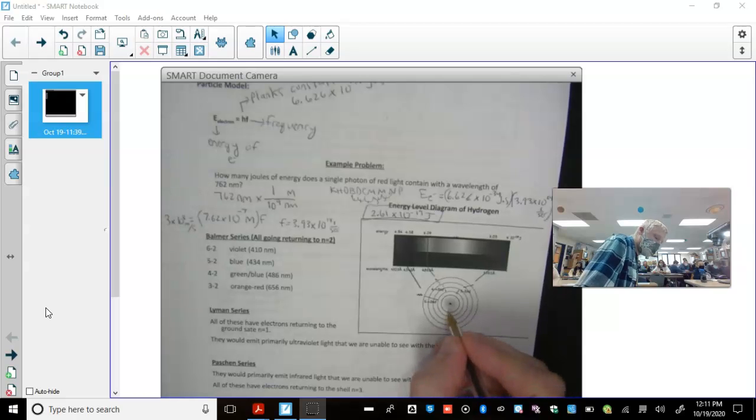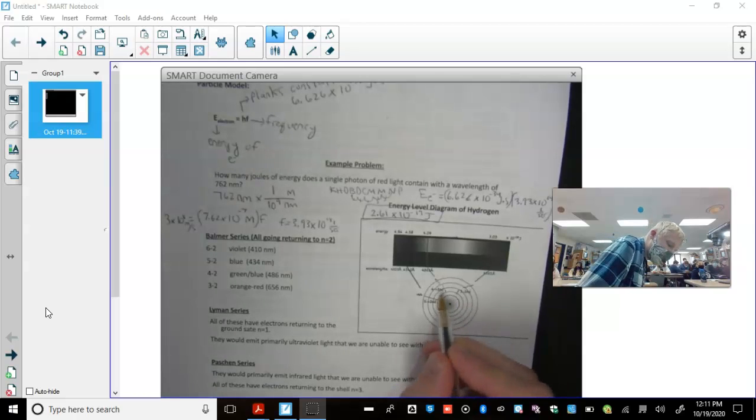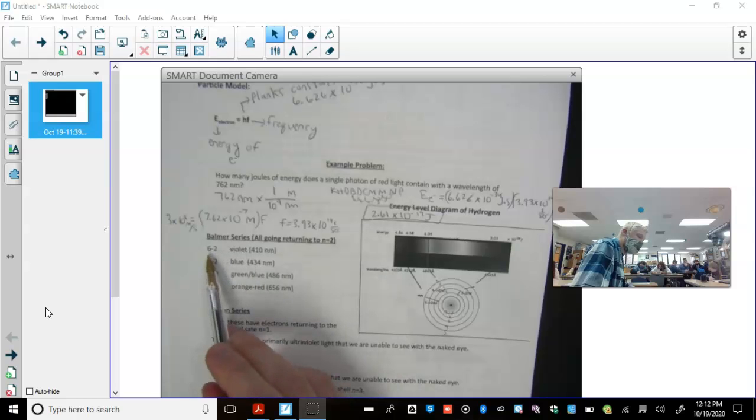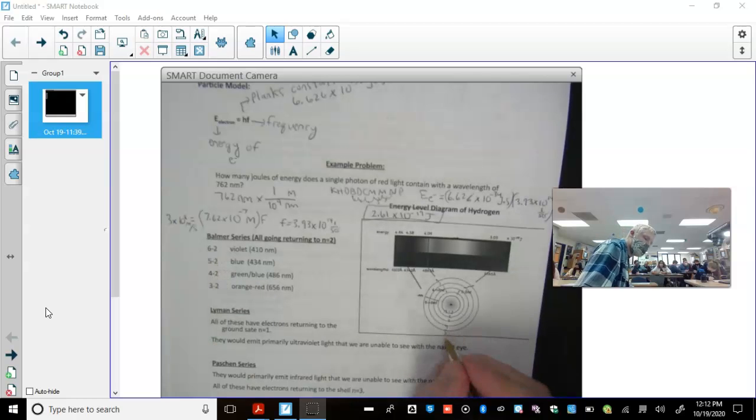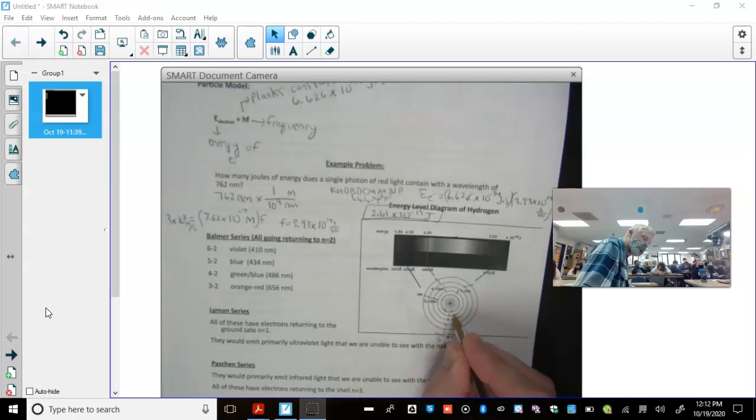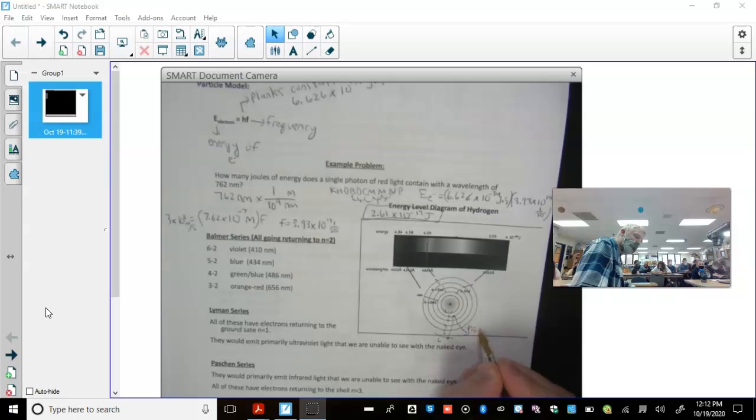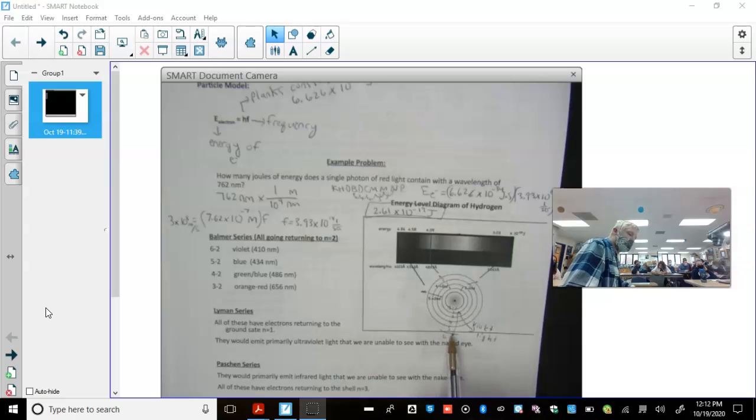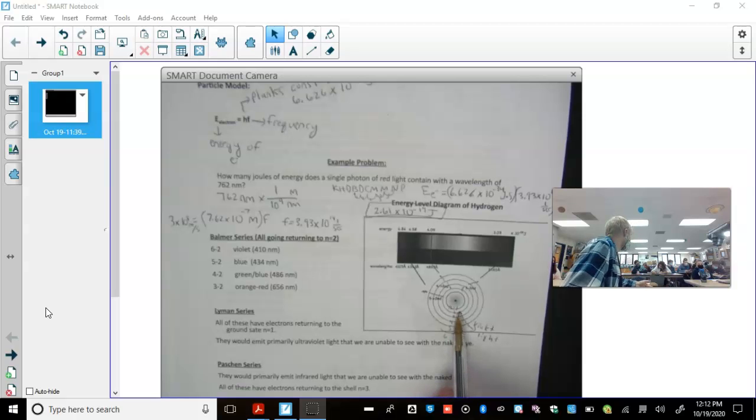And so we call it n. n equals 1, 2, 3, 4, 5, and so on. Those are the different energy levels. If the electron is going from energy level 6 all the way to energy level 2, it releases energy in the form of violet light. The electron is in the high energy or excited state, and when it goes down, it loses energy in the form of light.